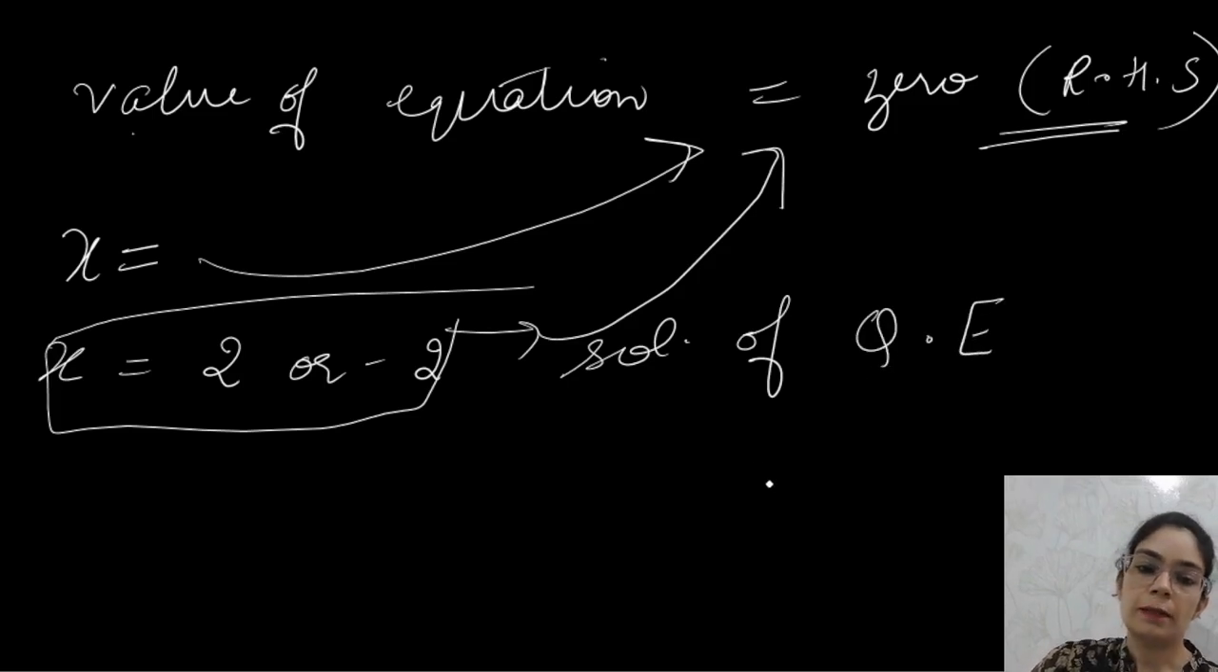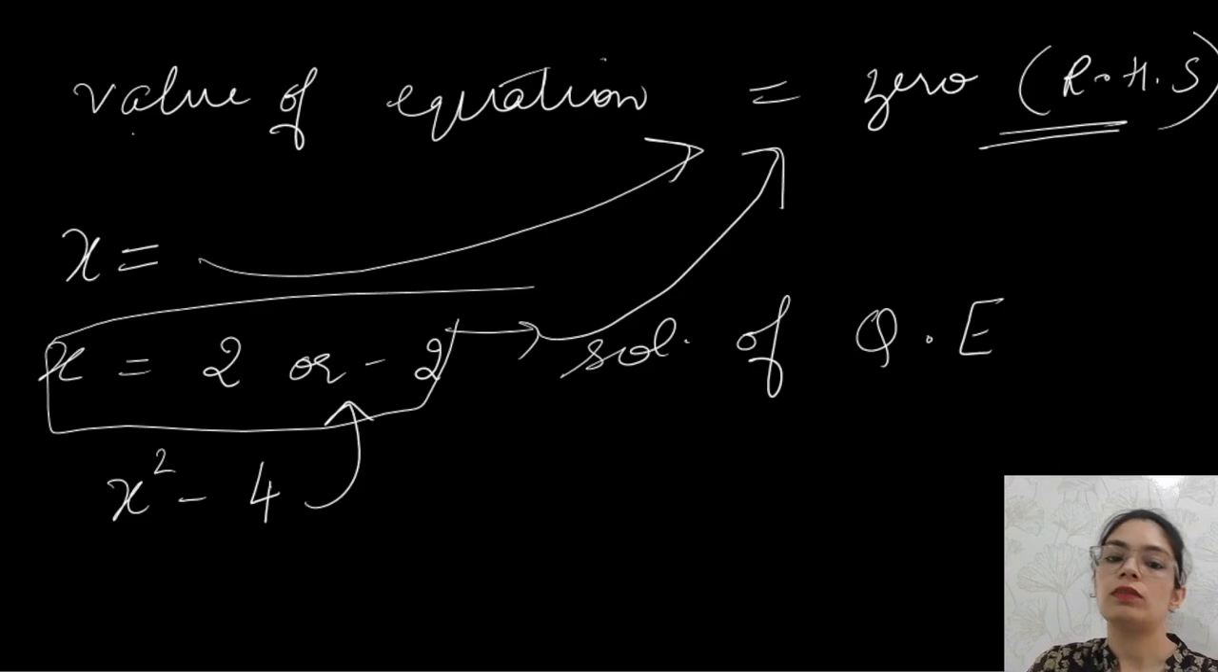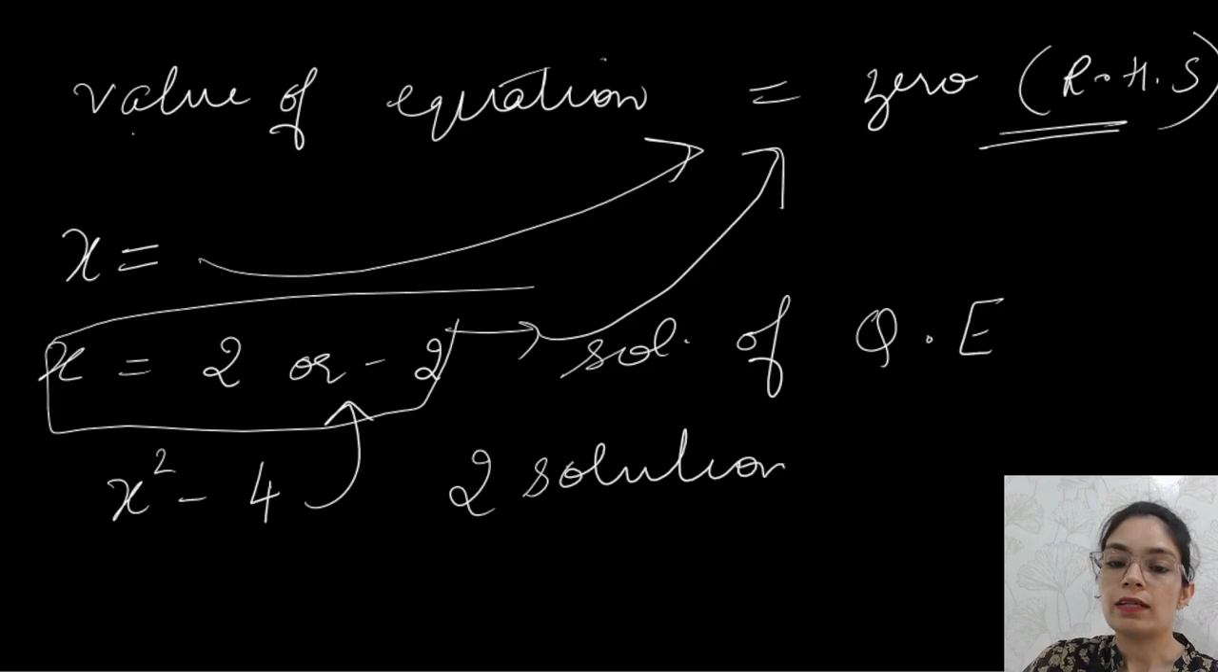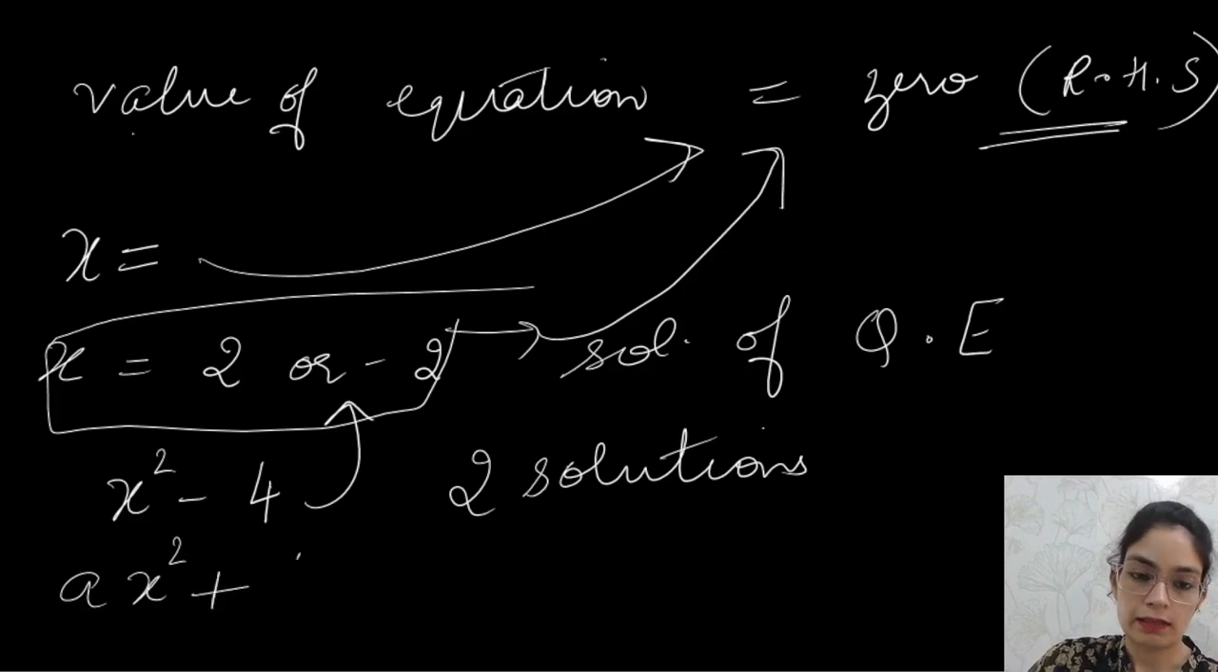Here you can see, for one equation x square minus 4, I got two values of x. This is a very important thing. From here you have to learn that there will always be two solutions of a quadratic equation. You can also remember this if I write the quadratic equation's standard form, which is ax square plus bx plus c is equal to 0.